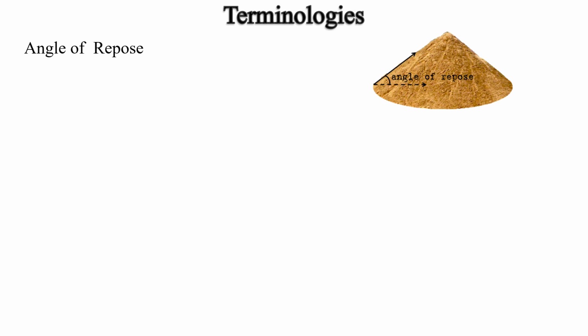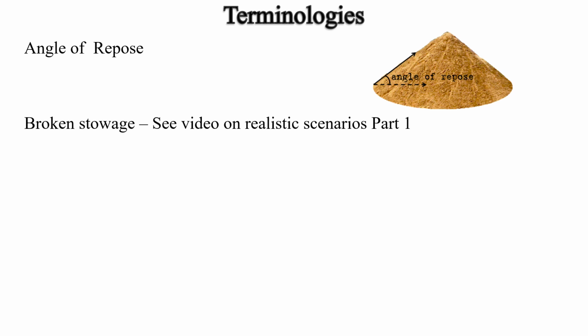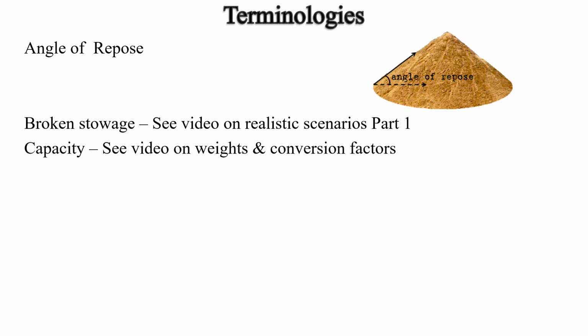Now next, let us look at broken storage. Now, as you know, broken storage is unused space caused by the awkward shape of cargo. And that was seen in one of our videos, Realistic Scenario Part 1. Similarly, capacity. Capacity can be seen in our video, weight and conversion factor. Now, capacity is basically space available to load all type of cargoes and is basically the quantity of cargo the ship can carry or the volume of space the ship has for cargo.